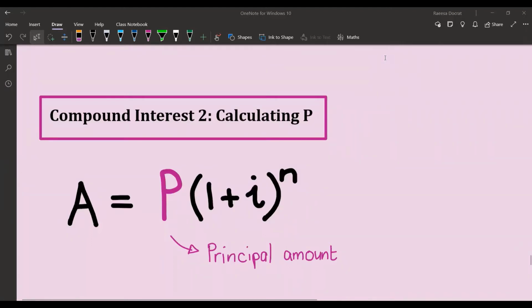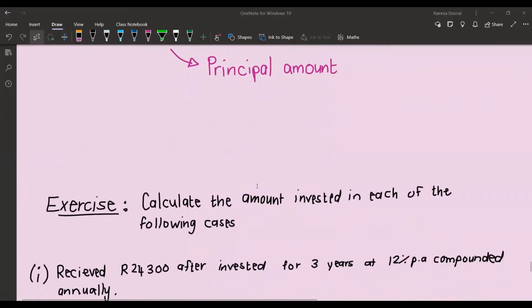Everybody, and welcome to this video on compound interest. In this video, we're going to have a look at how to solve for the principal amount given all the other variables. So let us jump straight into an example and have a look at how we would calculate it.